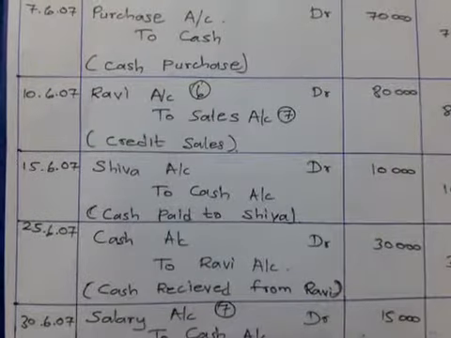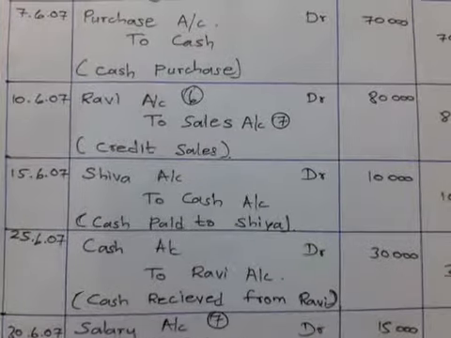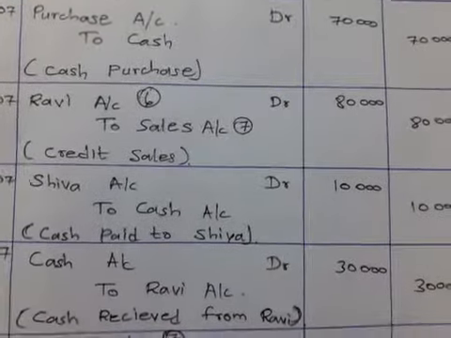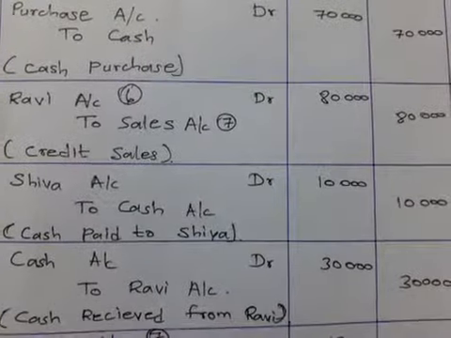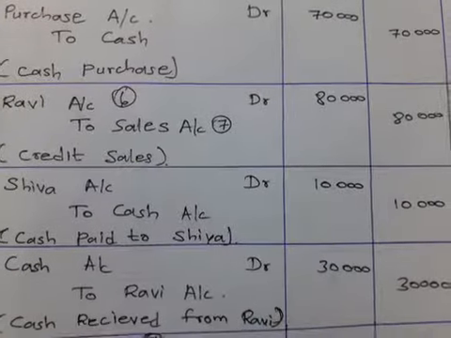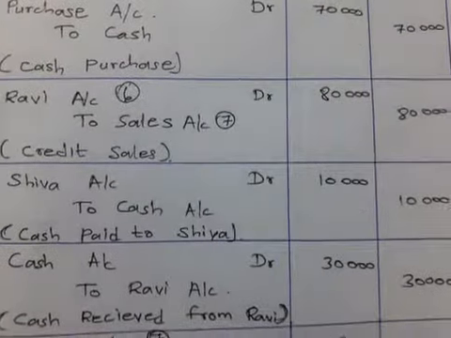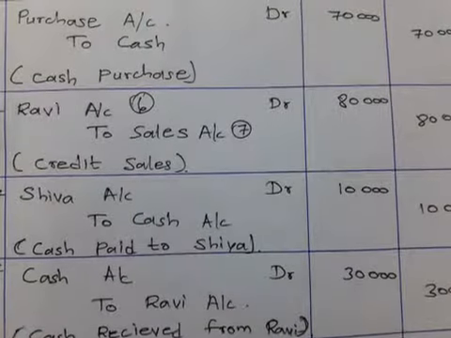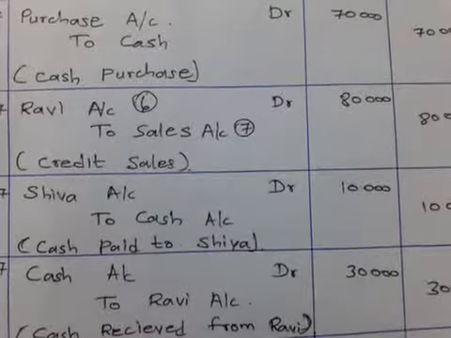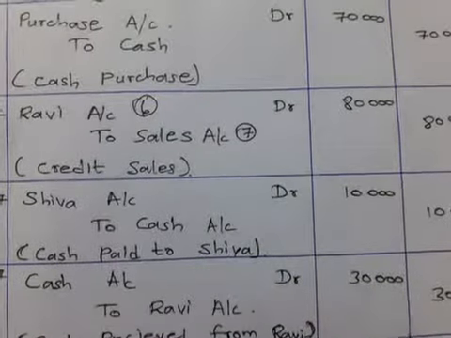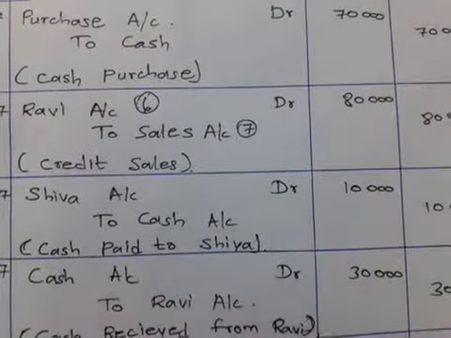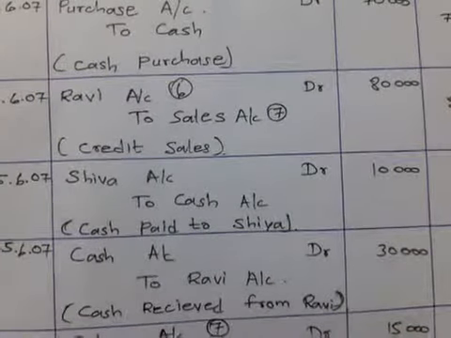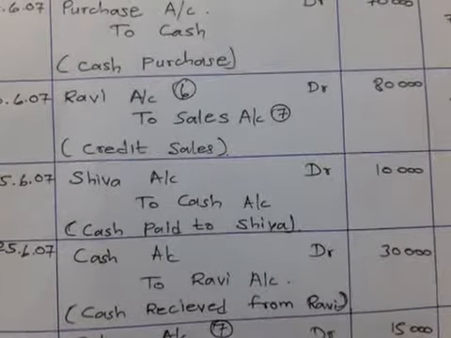Next, 10th June 2007, the goods sold to Ravi. Whenever a name is mentioned, there is a credit sale or purchase happening. So there is a name mentioned, Ravi. So this is a credit sale. Whenever the firm sells goods on credit terms, it makes debtors. So debtors are an asset type of account because debtors have to pay the money to the firm.